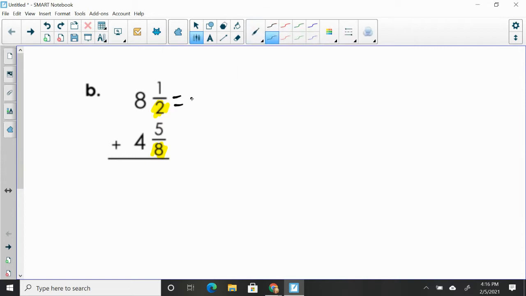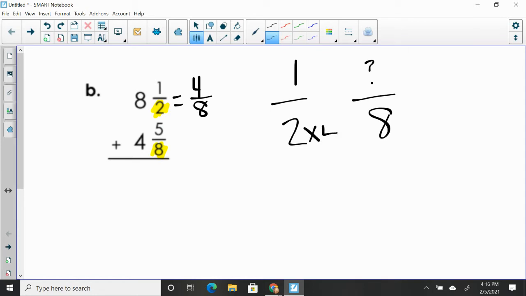So I am going to take my 8 and 1/2 and take the fractional part and convert that into an equivalent fraction using 8 as my denominator. So 1/2 is equivalent to 4/8. If I wrote that out here, there's a couple different ways that you can think about this. So I can say we are looking for the numerator in the second fraction. So I can say 2 times 4 is 8. So how did I go from 2 to 8? Well, 2 times 4 is 8. So 1 times 4 would be 4.